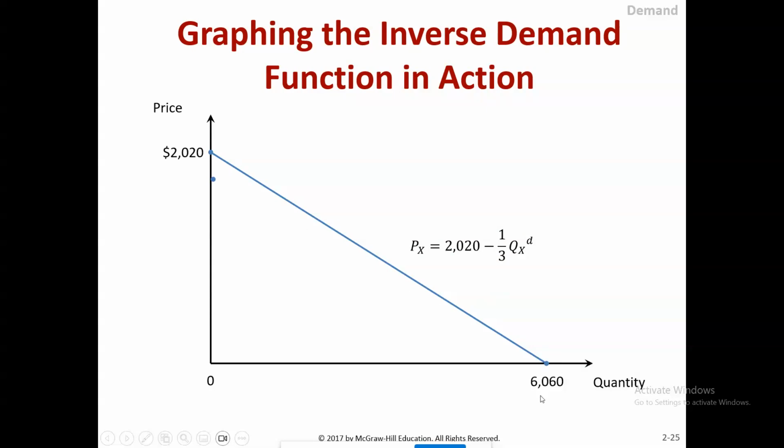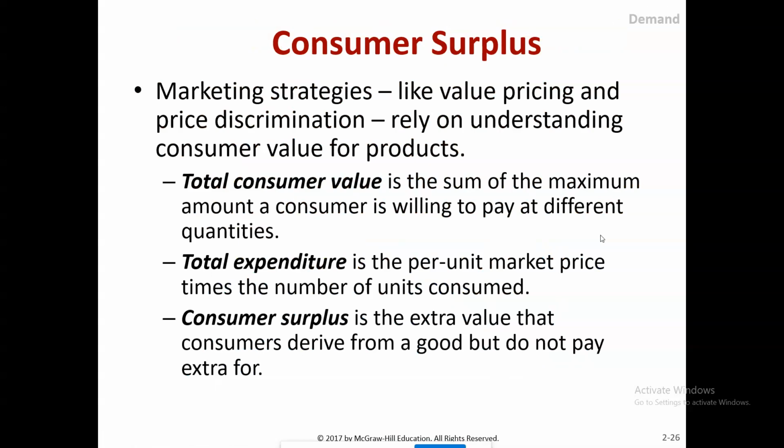So it crosses the horizontal axis at 60. So 2020 over 60 is 1/3 and it's negative. That's why we sometimes construct the inverse demand function.